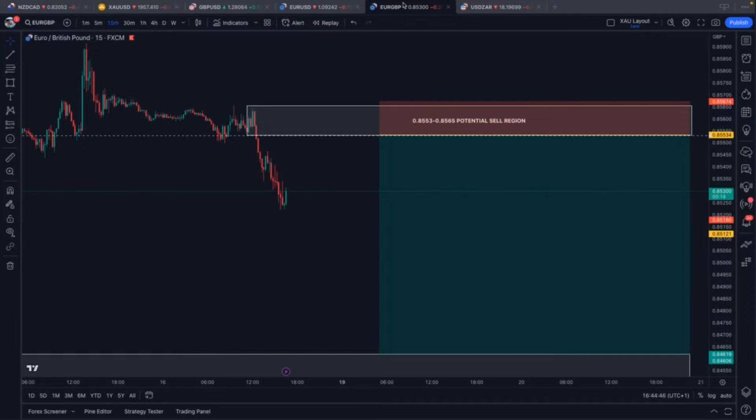But these are the setups that I currently have for these markets. What I'm going to do is post them in the Telegram group chats, and I'll update these as time goes on.